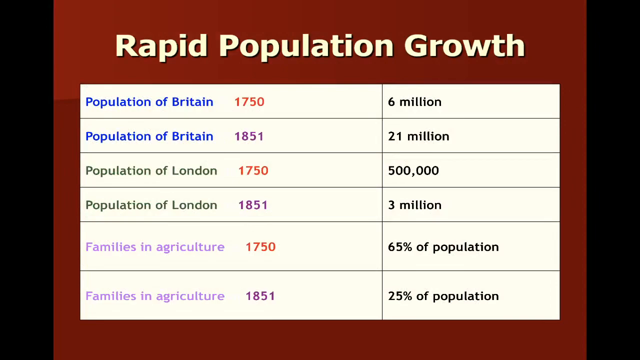So rapid population growth. This is something I want you to really pay attention to. Notice the time periods and then notice the change in population. In almost every instance, it's about 100 years. And what we are seeing, at least with Britain and London, Britain being the island, London being a major town in Britain, is almost a threefold, sometimes even a 4 or 5-fold increase in population. But notice the families in agriculture, 100 years different, but the change is pretty stark there. So 65% of the population in 1750 drops down to 25% of the population in 1851.